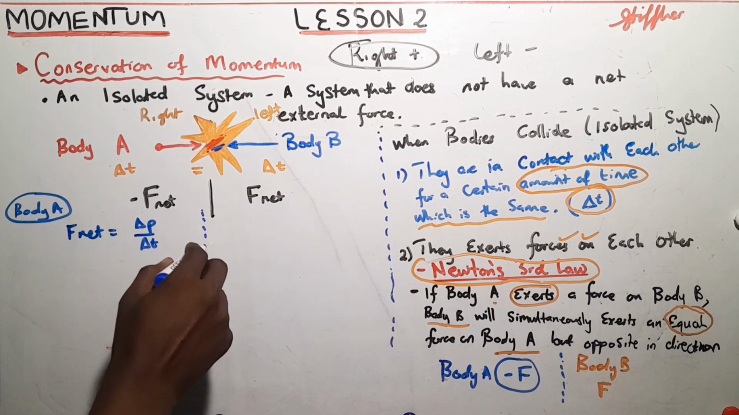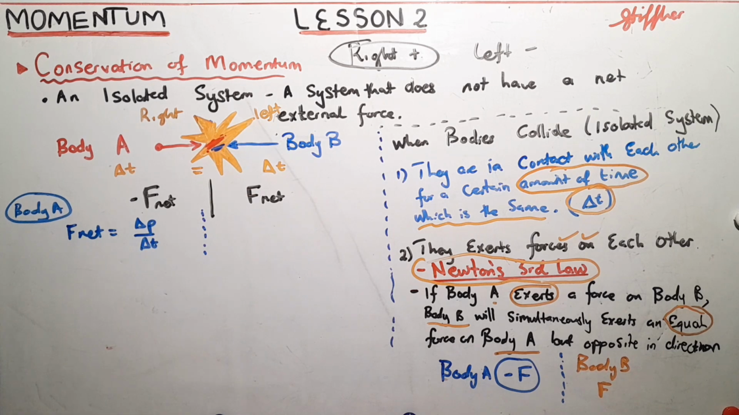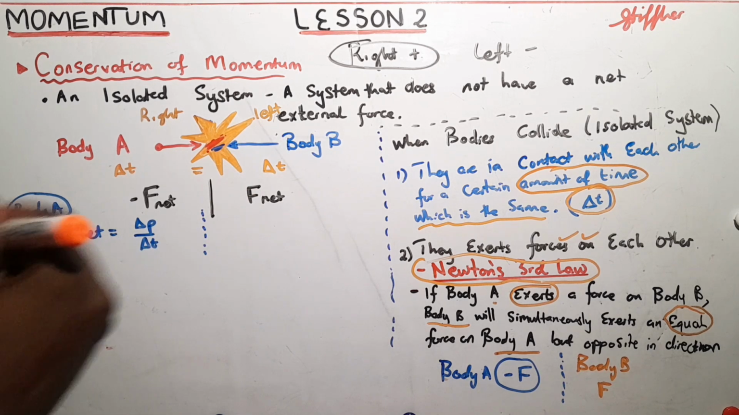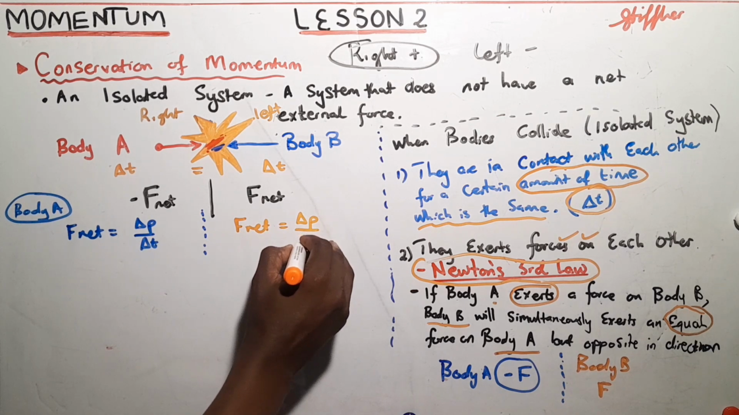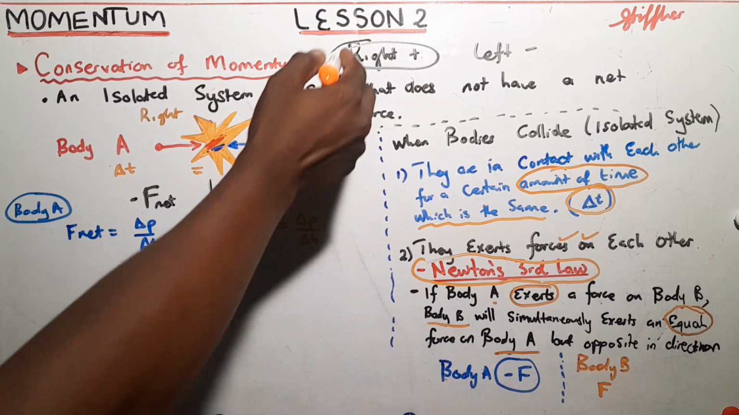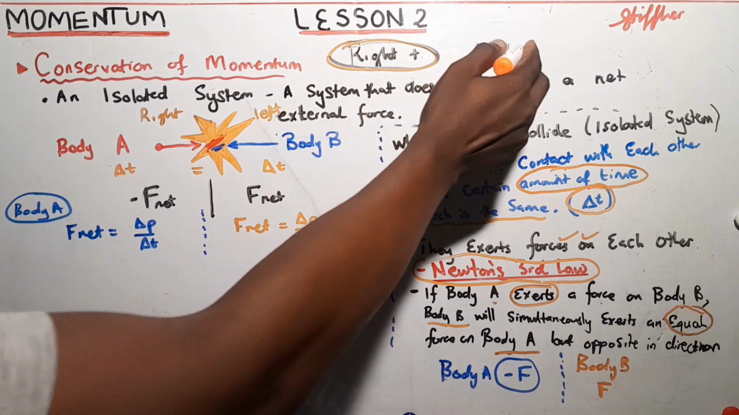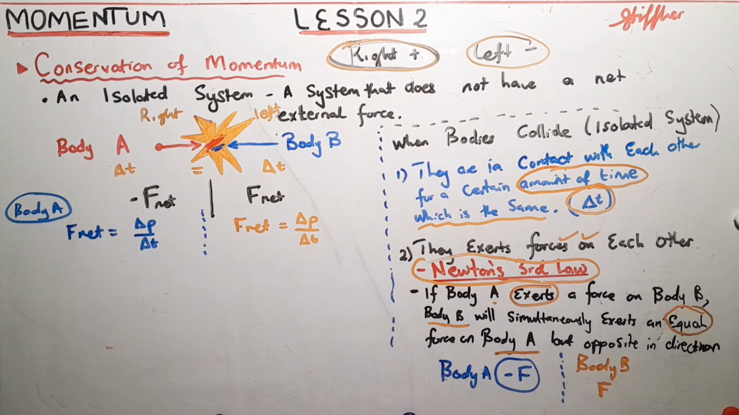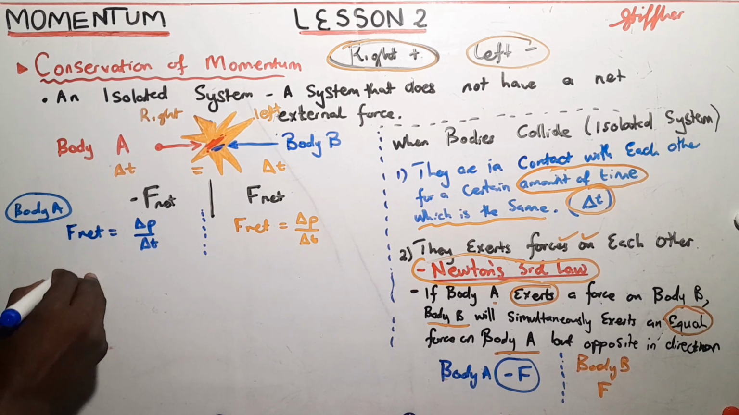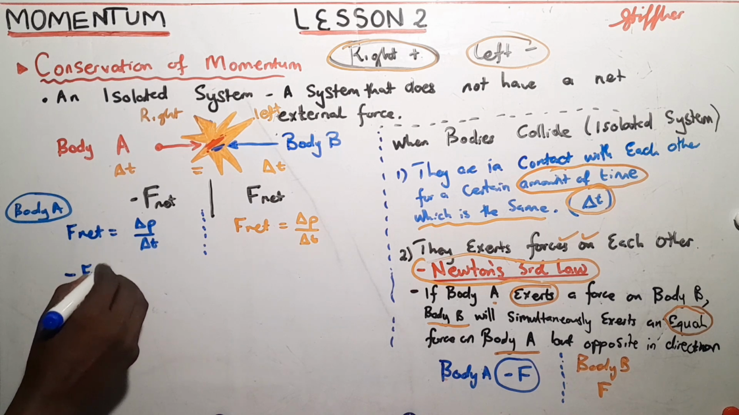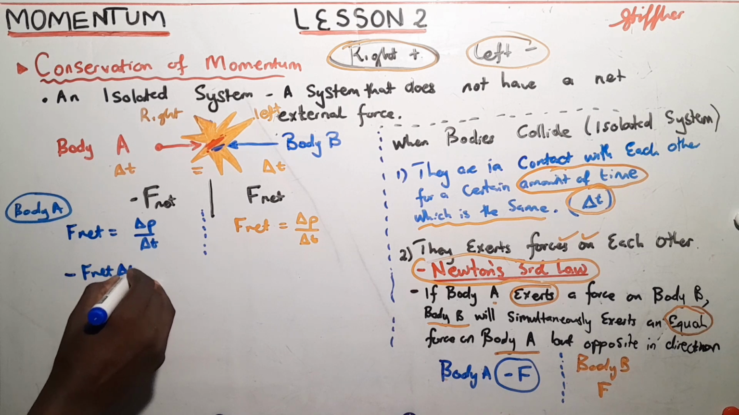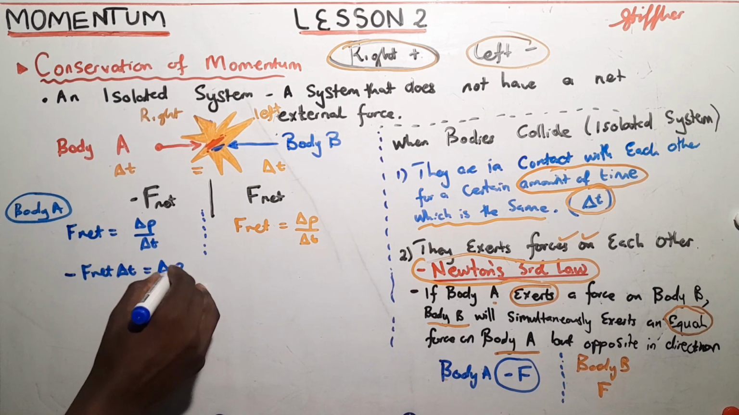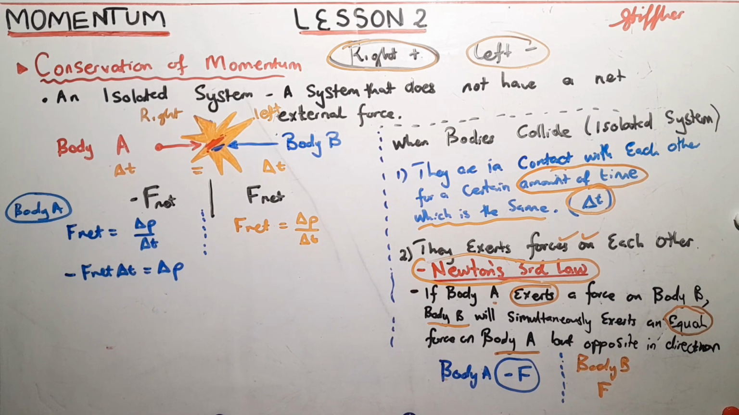And this is exactly happening on body B as well. So body B is also going through the same thing: F net equals change in momentum over change in time. But we already explained that our right is positive and our left is negative. So this will only mean that the force that body A is receiving is a negative F net. So we can multiply both sides by time. So F net multiplied by time will be equal to the change in momentum of this object.